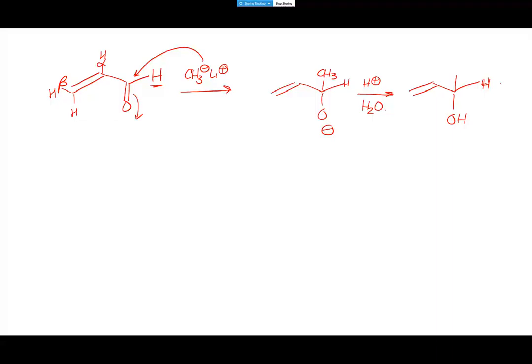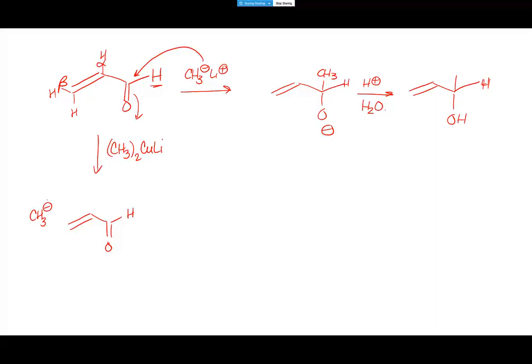Now, what happens with a cuprate? Obviously, a different reaction, because if it was the same reaction, then I wouldn't make a big deal about it. So if I had a CH3 from the Grignard, the CH3 minus is going to react at a different position. And so here's what's going to happen in this case. I'm going to just basically write this as a CH3 minus.